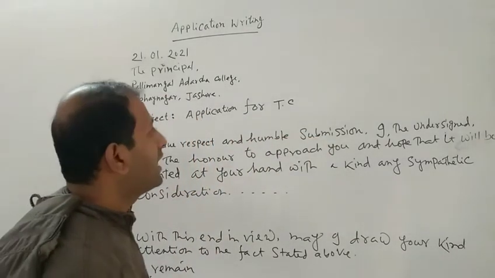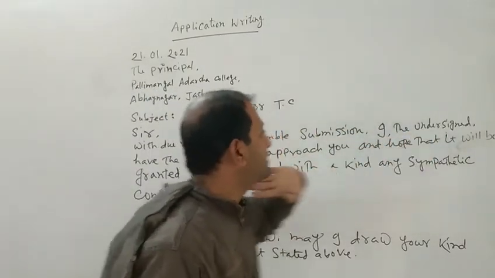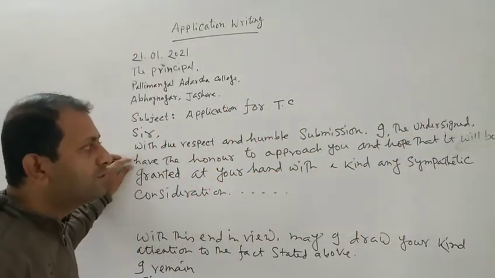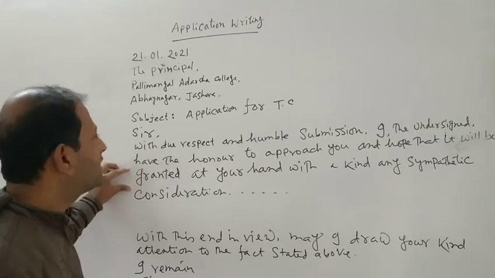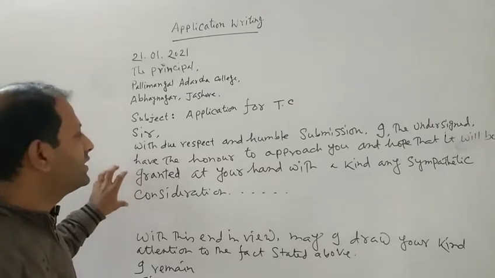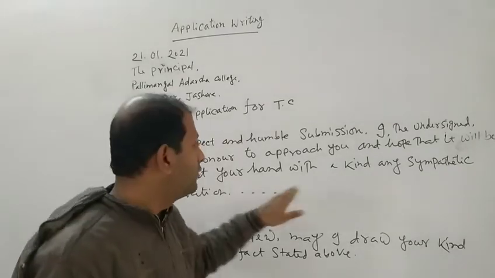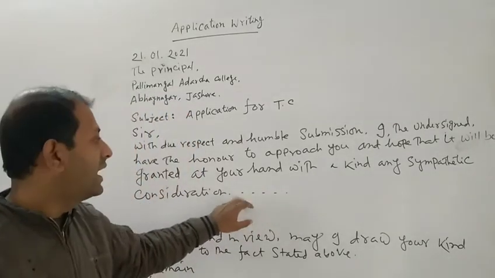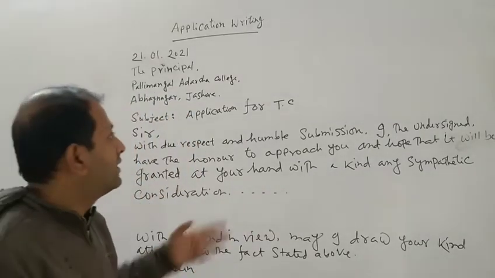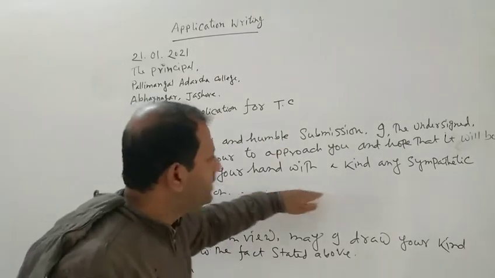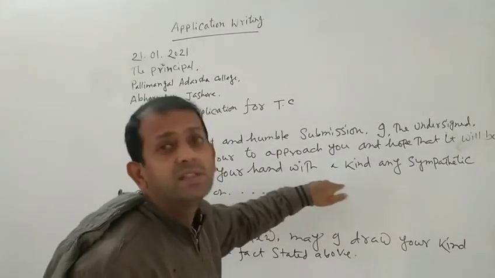I, the undersigned, have the honor to approach you and hope that it will be granted at your hand with kind and sympathetic consideration. This is the starting point of my application. Then what will I write? Here I will write what I want. I want a TC, right? So you will write that I need a TC from you.